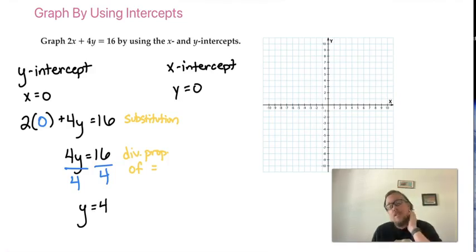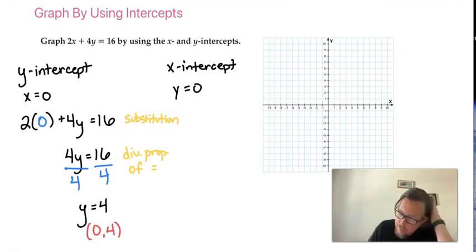So that means our y-intercept has an x value of 0 and a y value of 4. That's our y-intercept. So on our graph, we can put a point at 0, 4. There it is, our y-intercept. Let's do the same thing for the x.